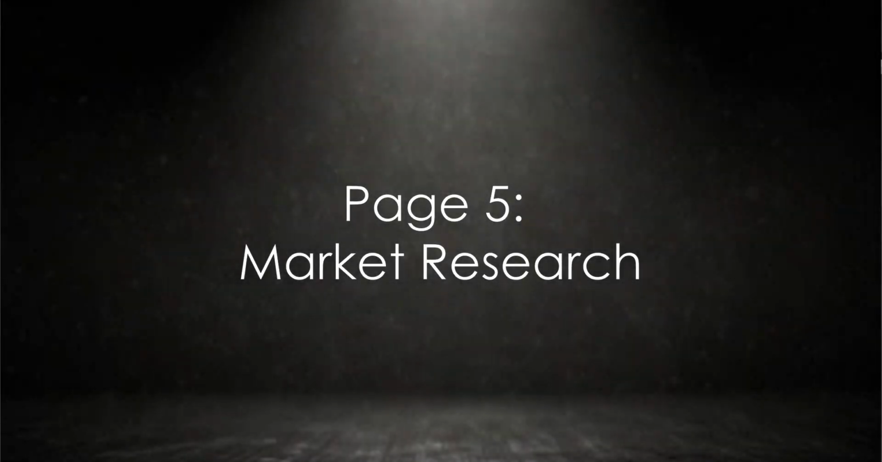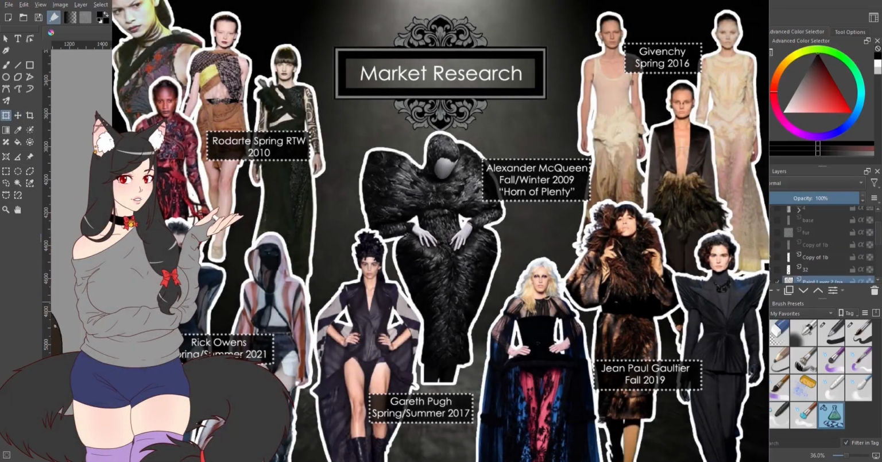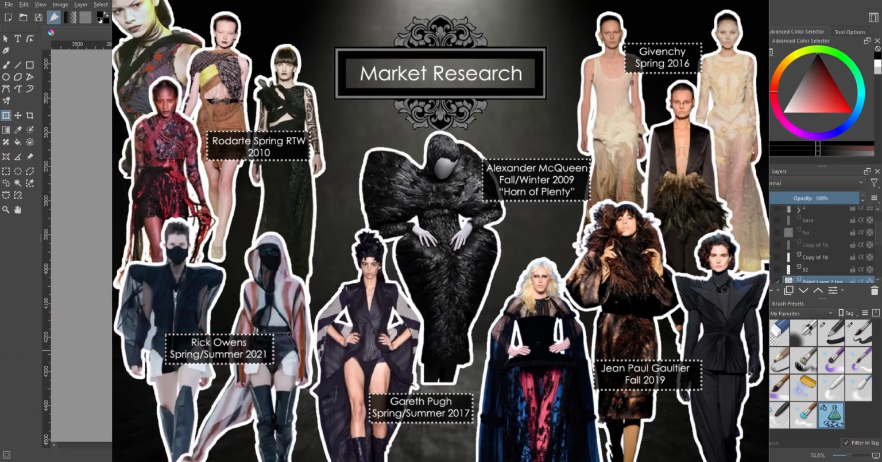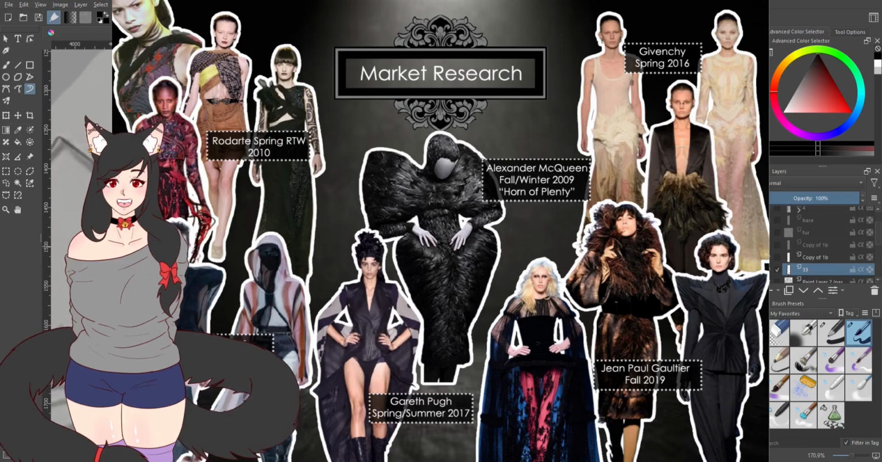Page 5, Market Research. Market research is basically when you're researching what was popular on the market, when it was popular, and you have to make sure that the dresses are similar to, or close to at least, the theme that you're working on. For me, obviously, it is a gothic type look with accents of feathers, leather, and layered patterns, as well as a little bit of a sprinkling of a dystopian future-like aesthetic.